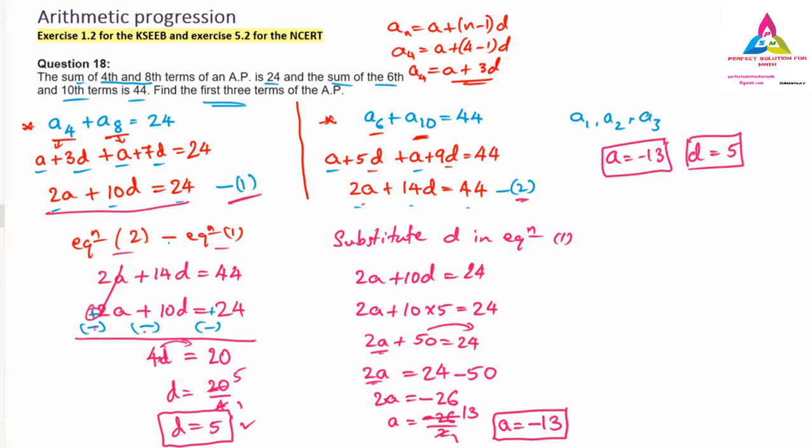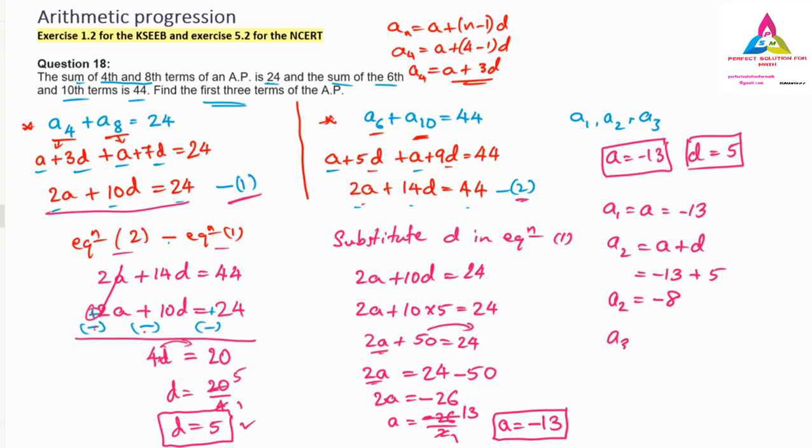Now we have to find a1. So a1 is nothing but what? a, that is equal to minus 13. So next we have to find a2. a2 is nothing but a plus 1d, that is directly we can write d. So a value is minus 13, d value is plus 5. So the greatest number is negative, so negative 13 plus 5 is minus 8. So a2 value is minus 8.